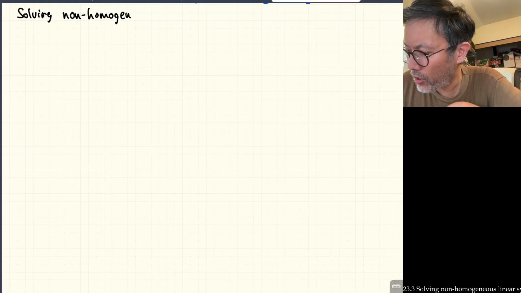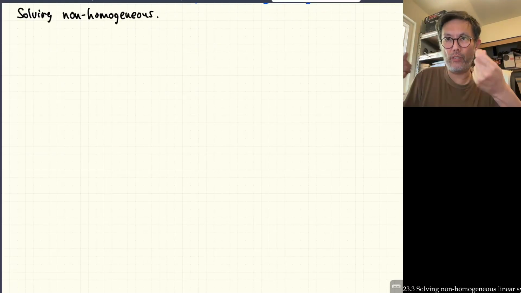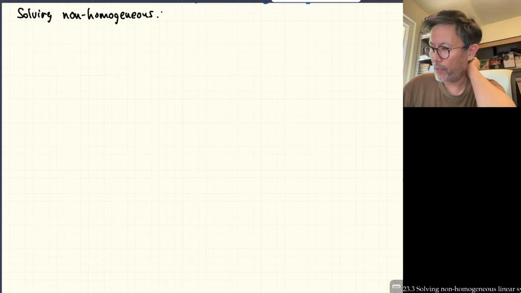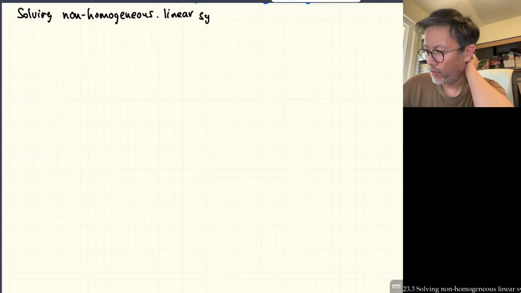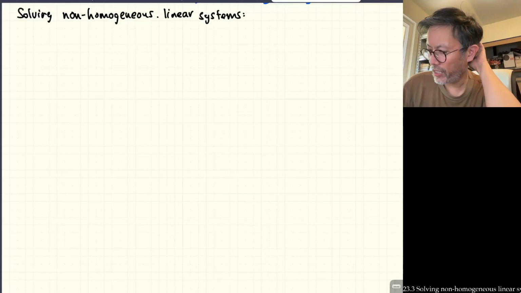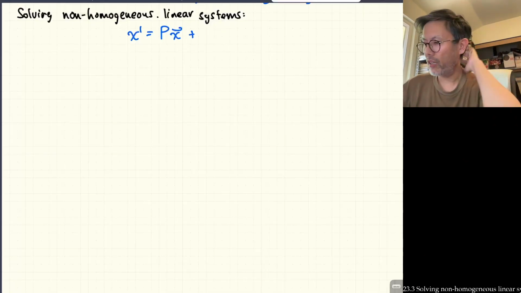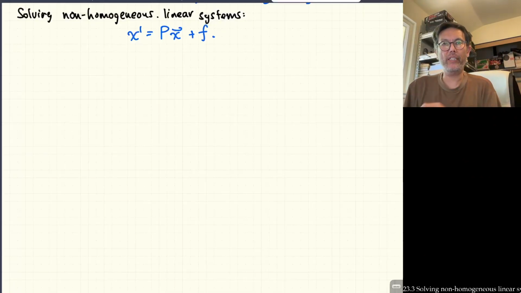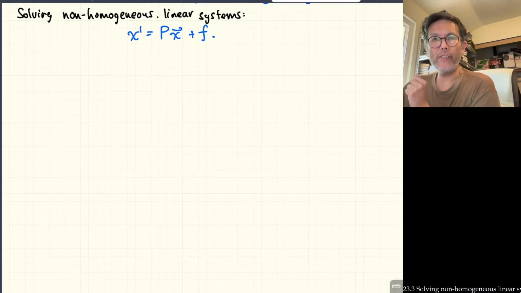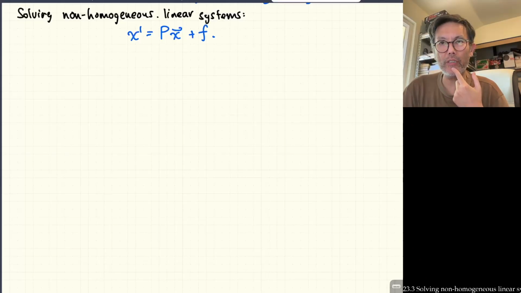So we talked about how to solve homogeneous systems to find the general solution. Now we want to talk about solving non-homogeneous linear systems. So what am I talking about? Well, remember, we have x prime is equal to Px plus a non-zero f right here, where f is not zero in this case any longer. This is our system of ordinary differential equations.